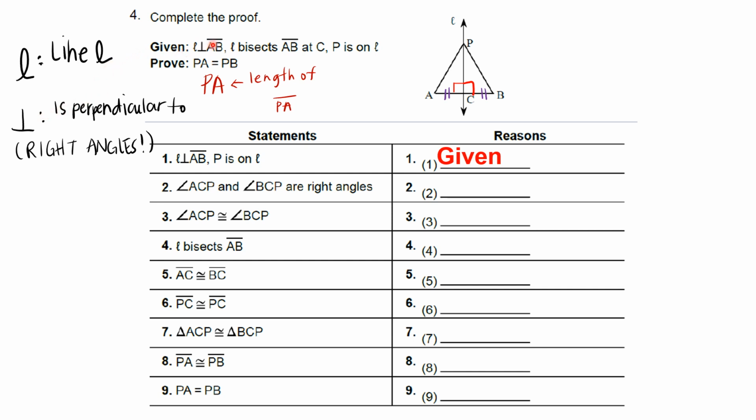That was that part about them being perpendicular, right? So that's the definition of perpendicular. When two lines are perpendicular, they form a right angle. So that's the definition of perpendicular.